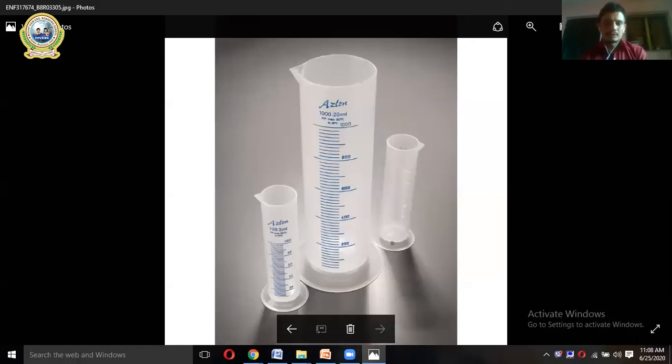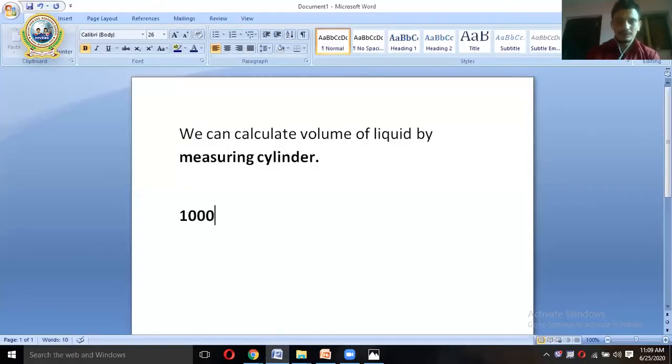200 milliliter, 400 milliliter, 600 milliliter, 800 milliliter, 1000 milliliter. 1000 milliliter equals 1 liter. Did you get the point? 1000 milliliter equals 1 liter. So this is how we measure the volume of liquid with the help of a measuring cylinder.